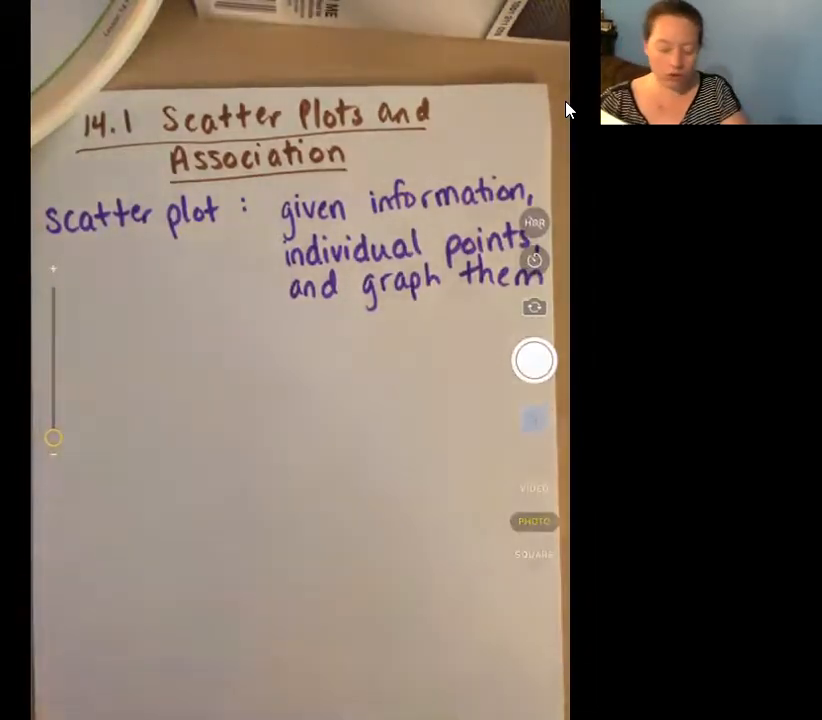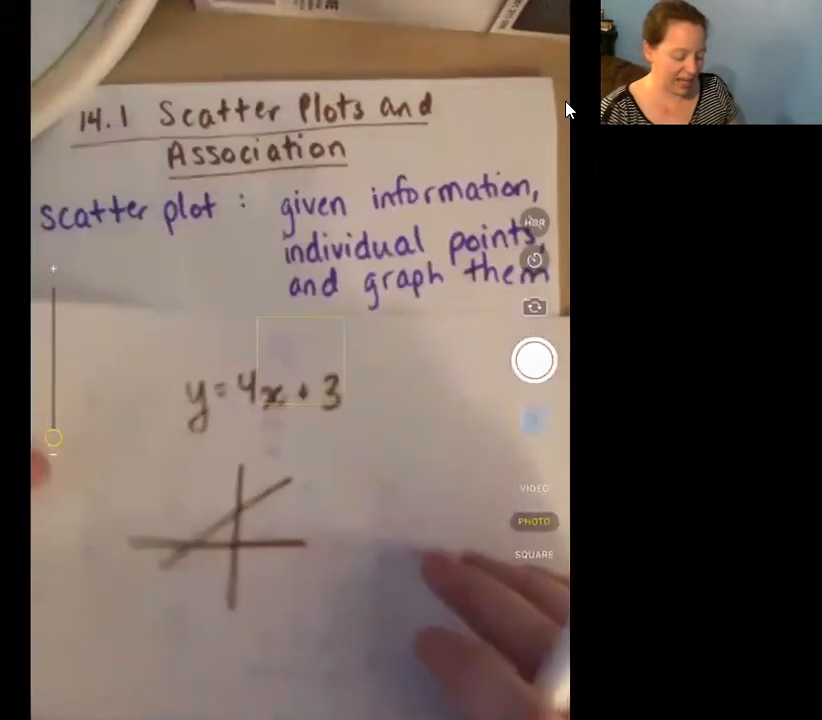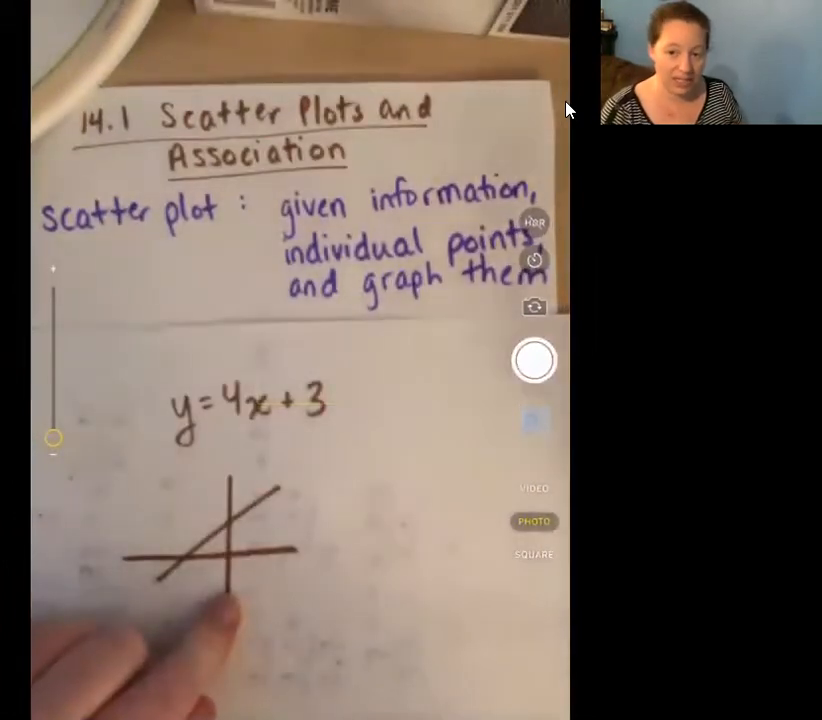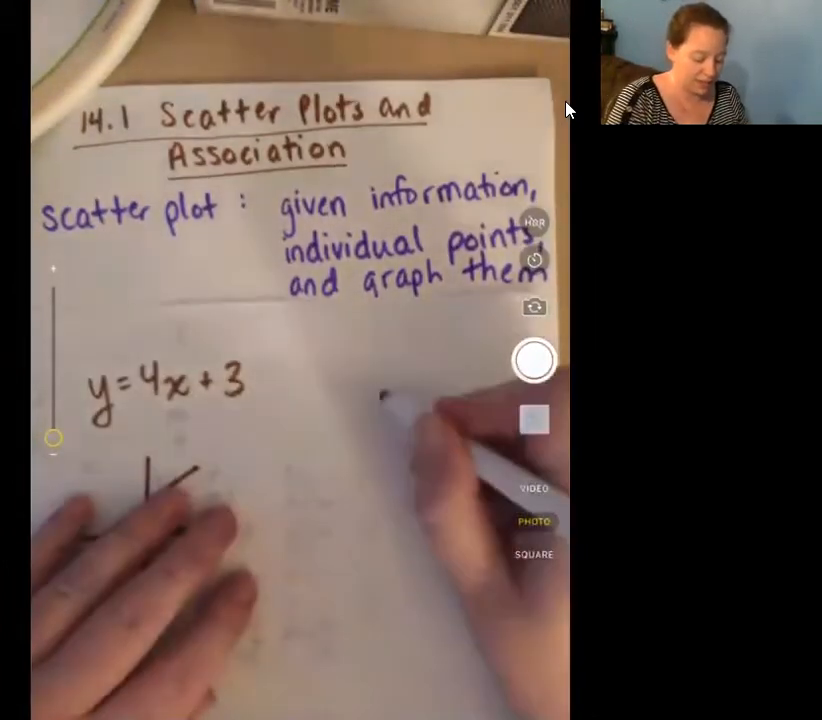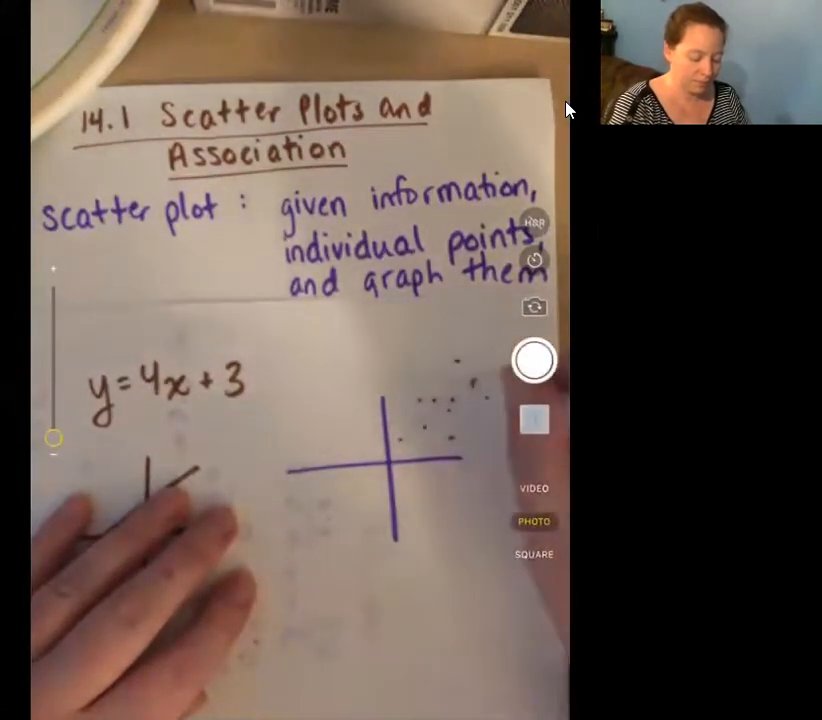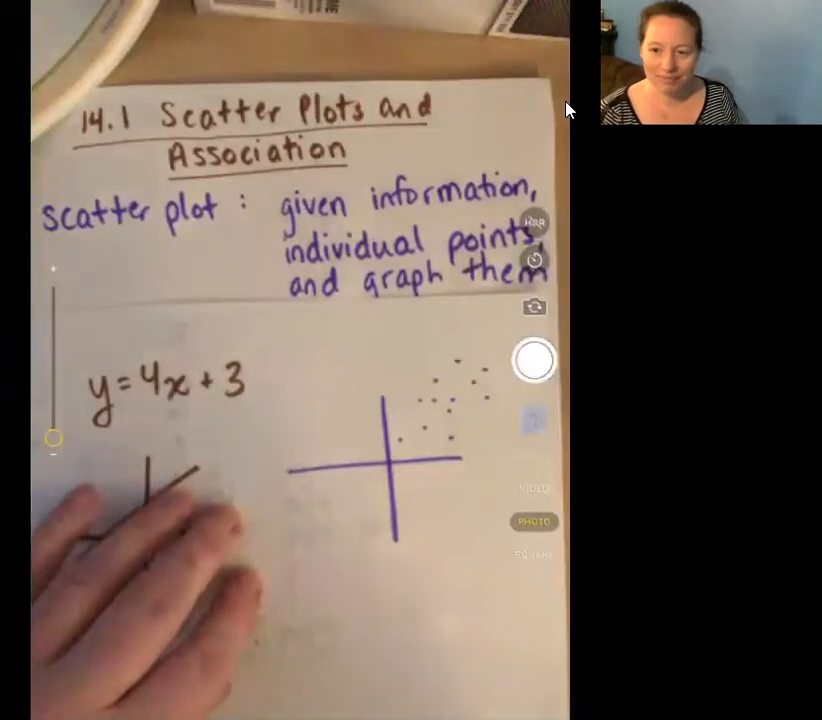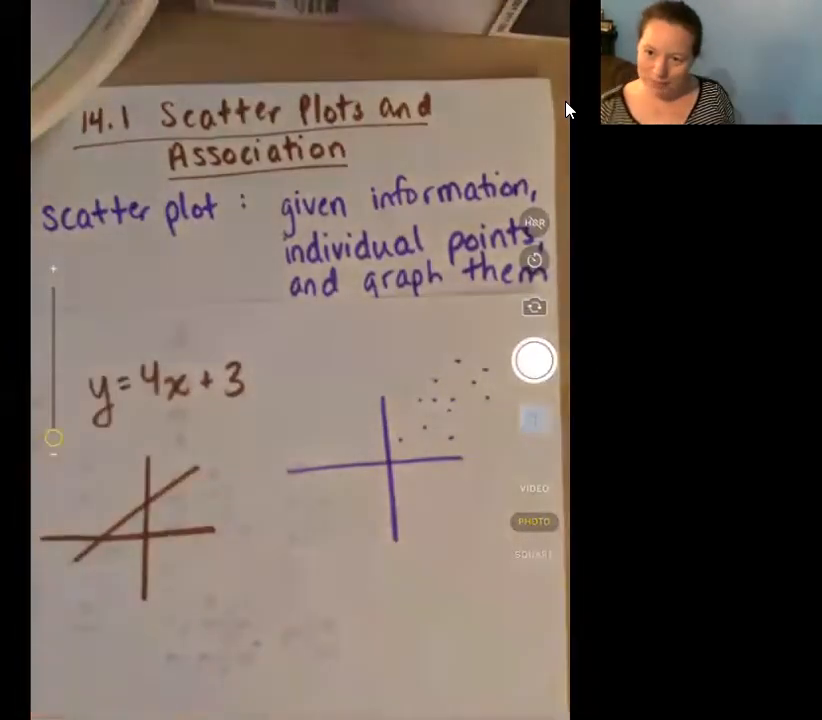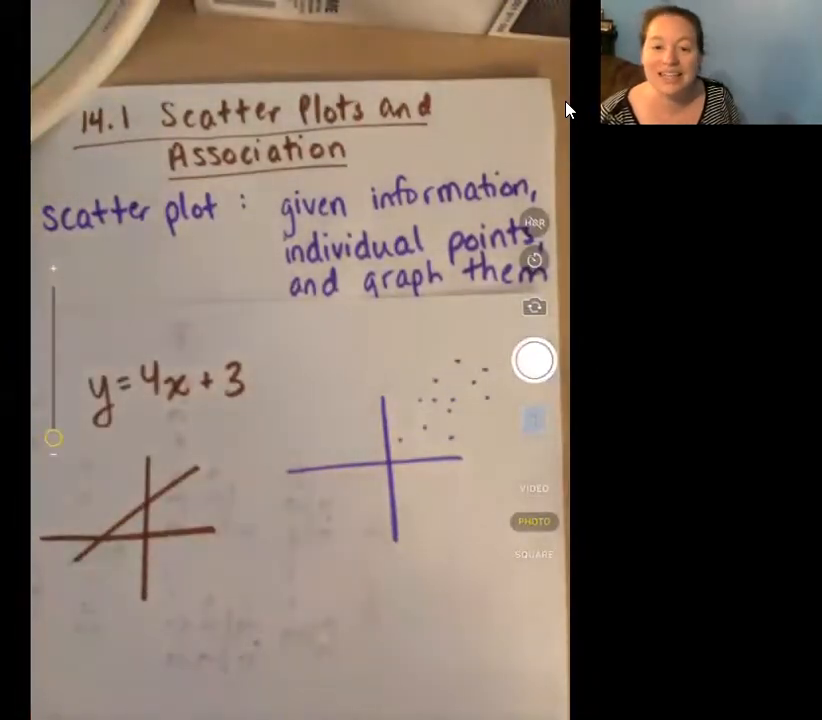So as opposed to our nice line that we ended up with here, a scatter plot tends to look something like this. Okay, you see how it's scattered all over the place? That's why it is a scatter plot.